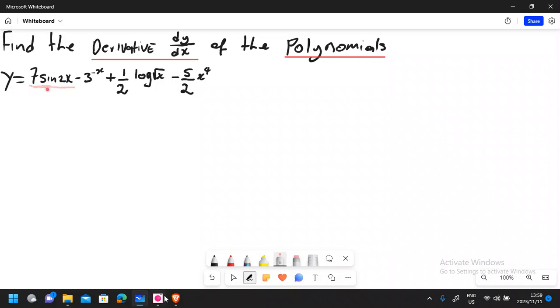As you can see, the first term is a trigonometric function, and then the second term here is going to be an exponent. As you can see, x is an exponent there. The third term is a logarithmic function, and the last term is a standard function. So now, if you are able to identify these terms, you will know which derivative to use. But before we start, let's first simplify any of the terms here that need simplification.